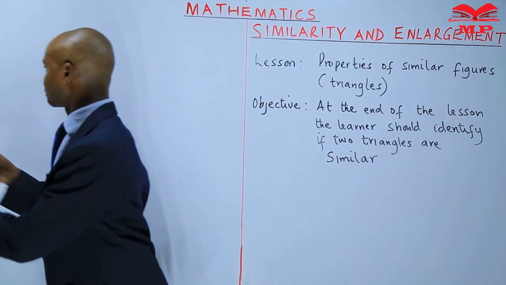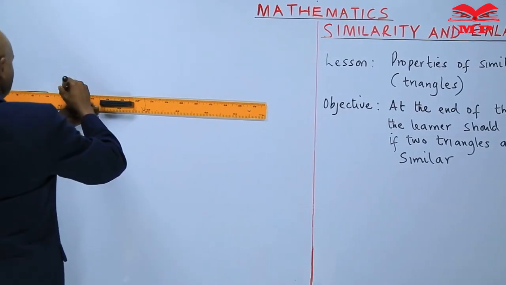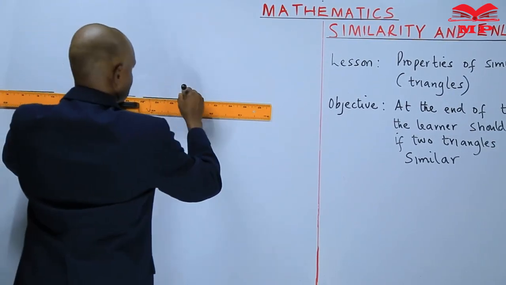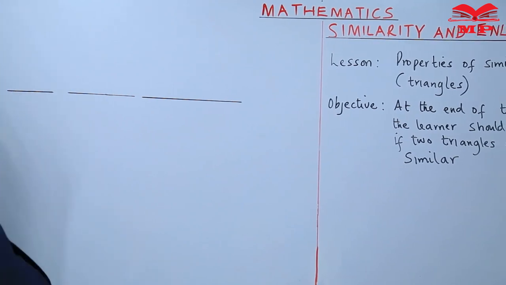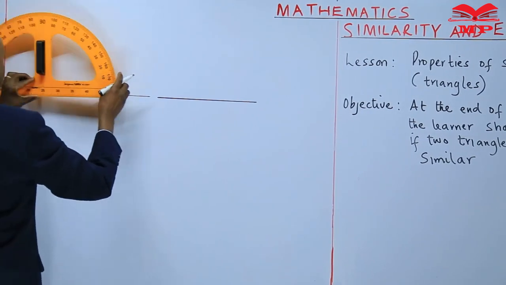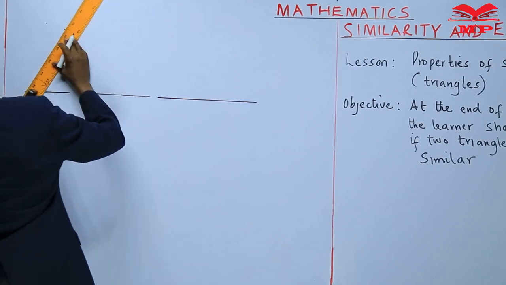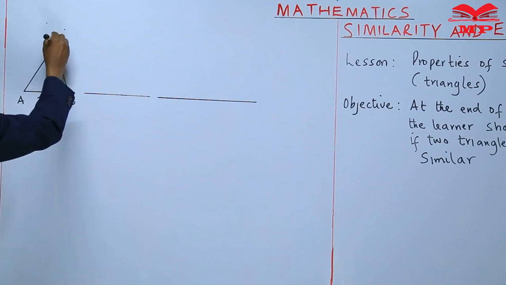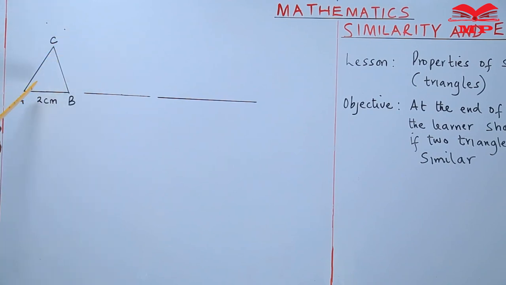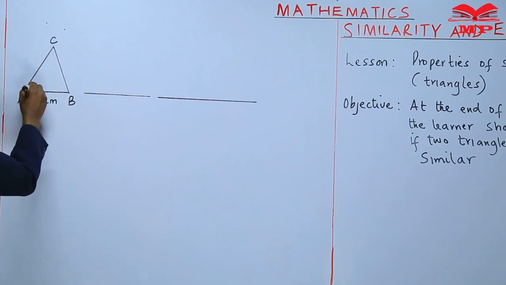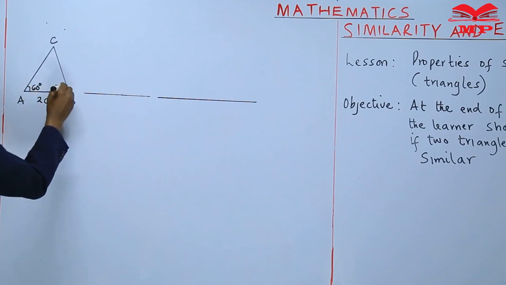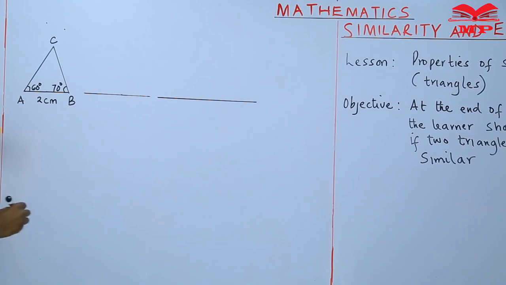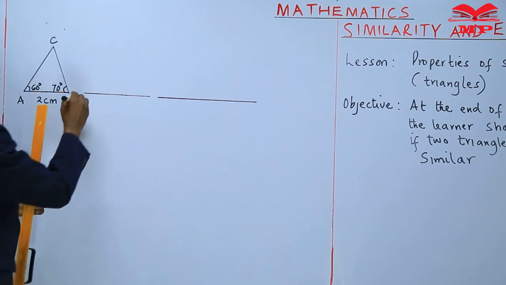So I'll start. That is the first triangle we have. It is A, B, C. This angle is 60 degrees, and that one is 70 degrees. We shall move to the second triangle, DEF.